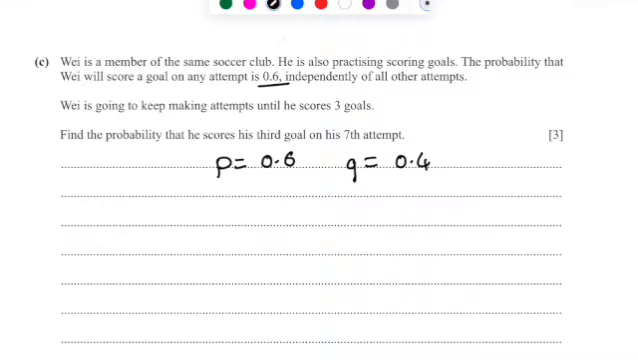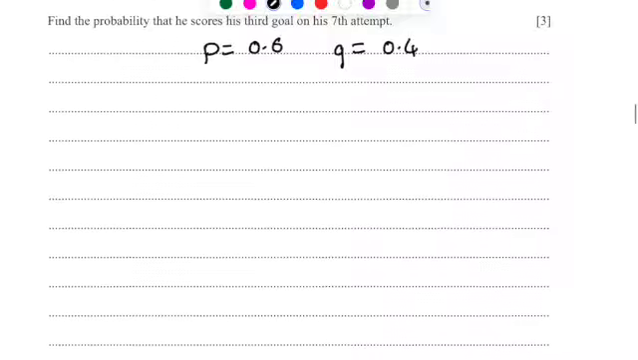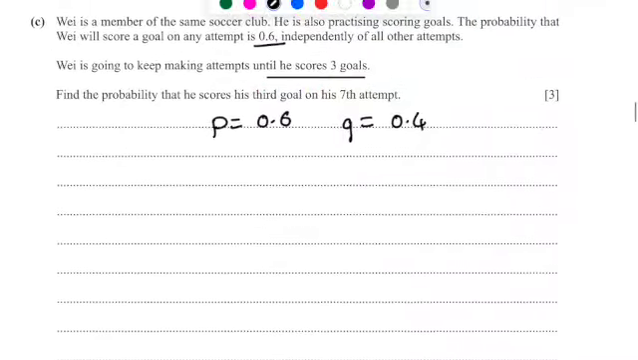Wei is going to keep making attempts until he scores 3 goals. Find the probability that his third goal is on the 7th attempt. Third goal is on the 7th attempt. So 1, 2, 3, 4, 5, 6, 7.